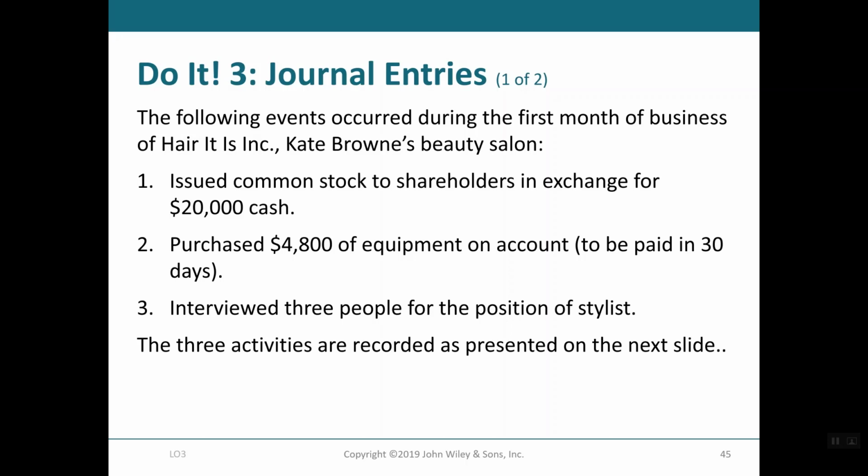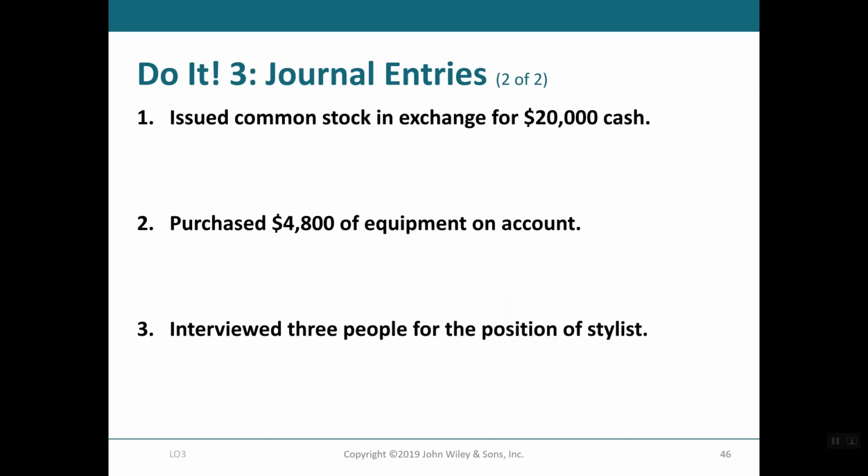All right. So interview 3 people for the position of a hairstylist. These 3 activities are recorded as presented in the next slide. So try it on your own first and see if you get it, and then we can go from there. All right, so the first thing, issued common stock in exchange for 20,000. That is an increase in cash and an increase in common stock. Increase in cash, which is an asset, is a debit. Increase in common stock is a credit. Okay, so cash 20 and our common stock 20.